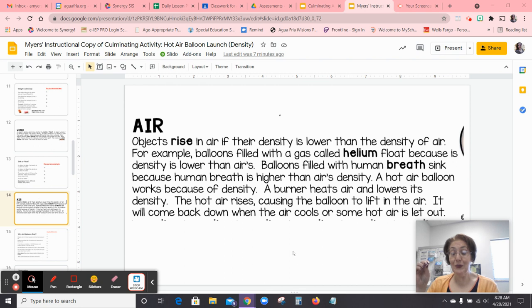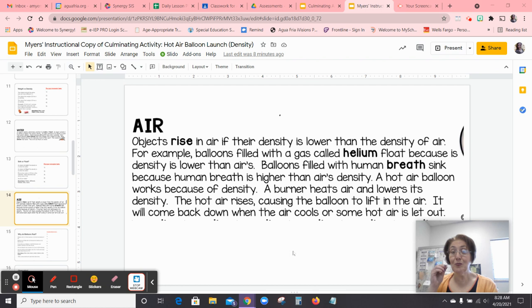So think about like a balloon. Okay, we talked about balloons. Remember, we looked at some balloons before. The air, if their density is lower than the density of air. For example, balloons filled with a gas called helium, and I'm sure you've seen helium tanks. You've been to those party stores and they blow up the balloons in those tanks, and all of a sudden the balloon floats. Okay, well, that's because helium, its density is lower than the air's density.